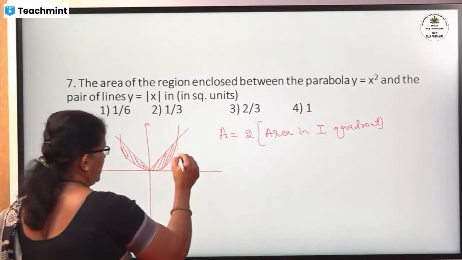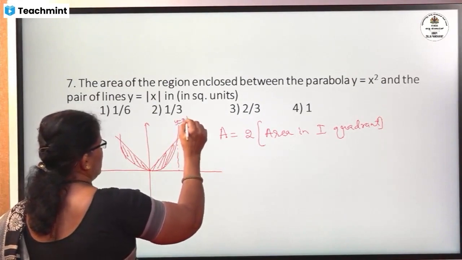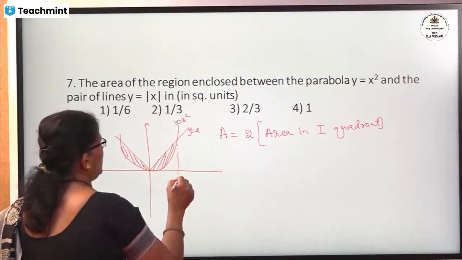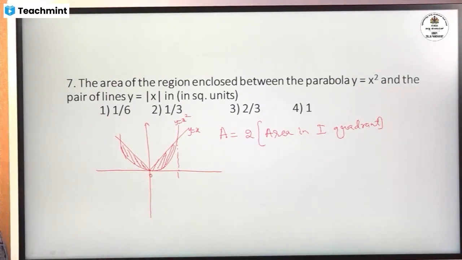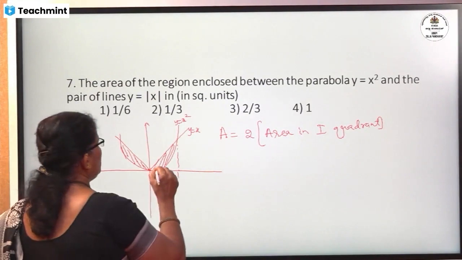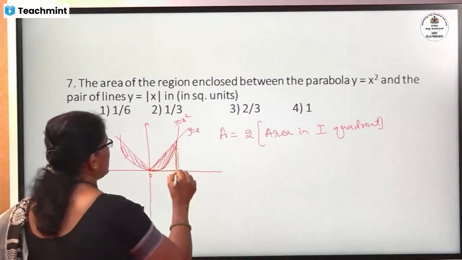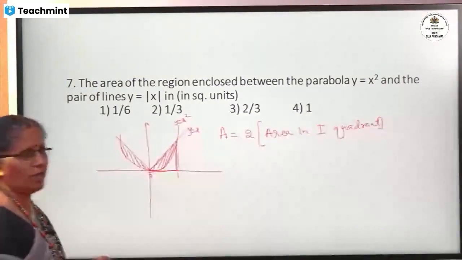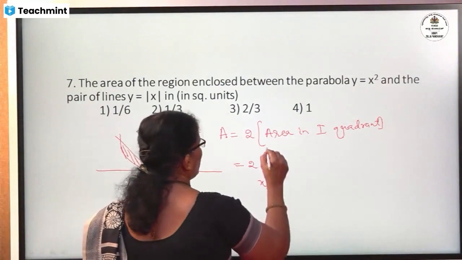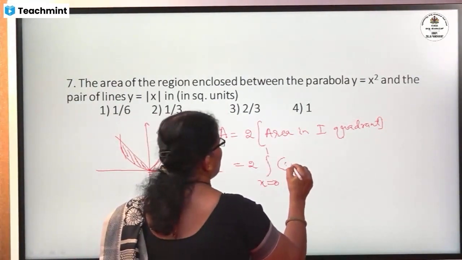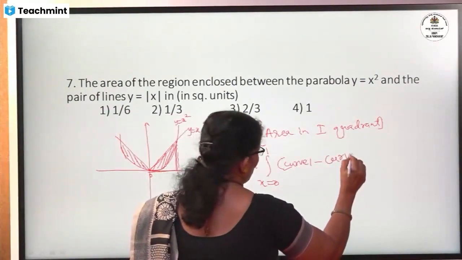And here, this is y is equal to x. This is y is equal to x squared. So x squared equal to x. What does it mean? Either x must be 0 or x must be 1. So it is this area minus this area. So what do I do? As I said, what we can do, x varying from 0 to 1, curve 1 minus curve 2.